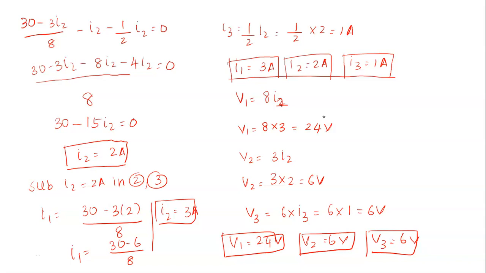So I hope you understood how to find values of voltage and current in a circuit using Ohm's law, KVL and KCL. Thank you.